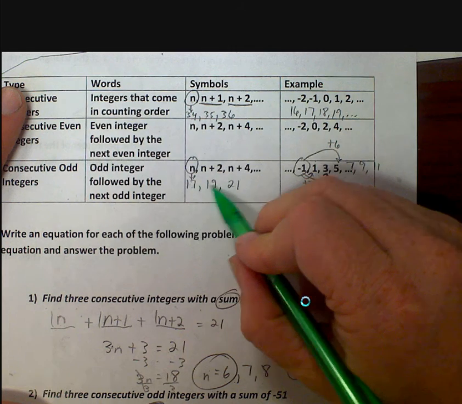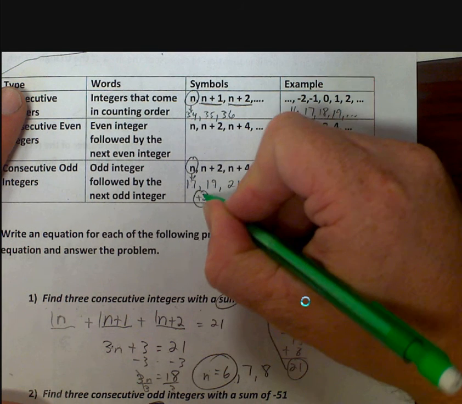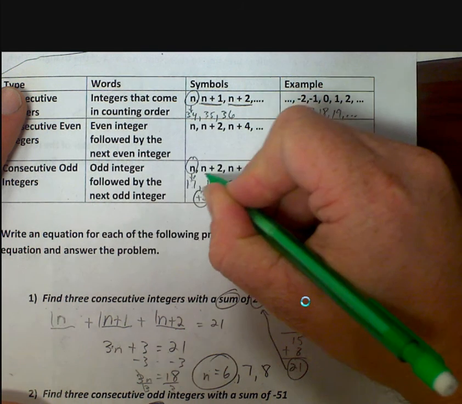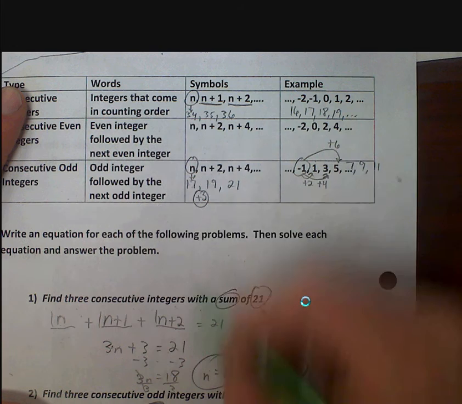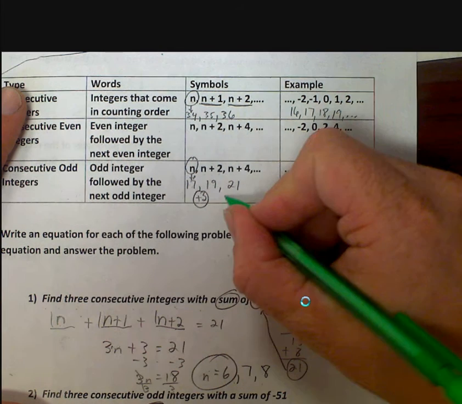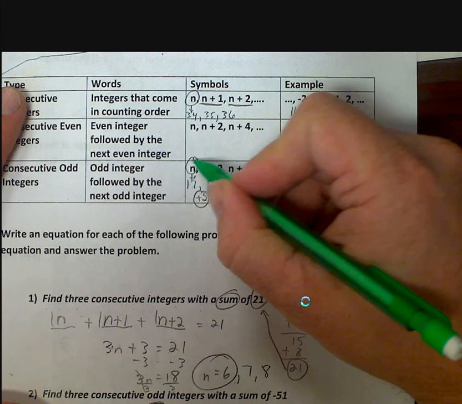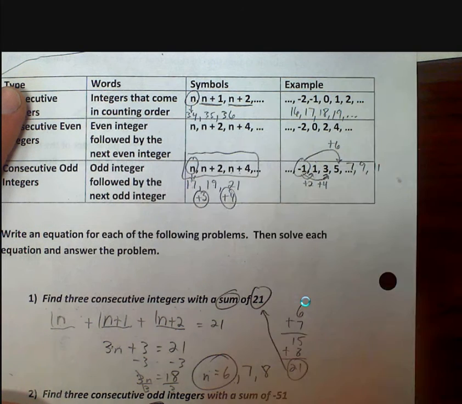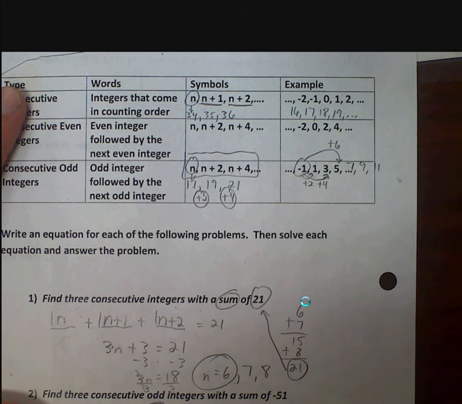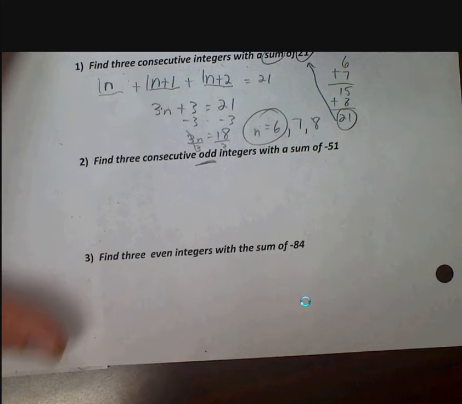Therefore, how did I get from 17 to 19? I had to add 2. That's why we add 2, n plus 2. And then how did I get from 17 to 21? I had to add 4, n plus 4. So we are going to use this to solve for odd integers. Let's go ahead and take a look.